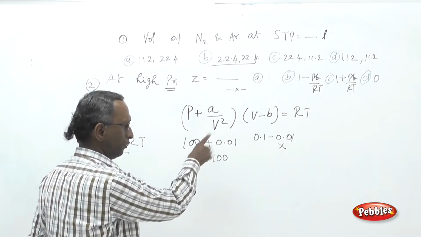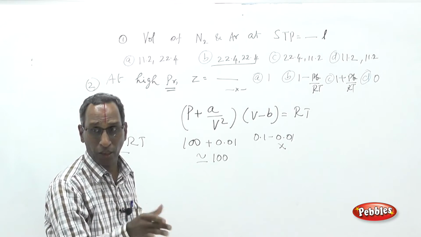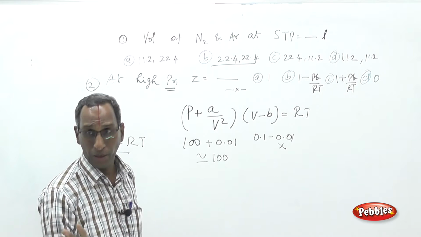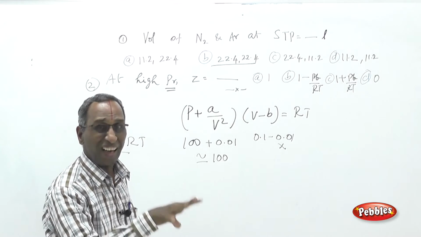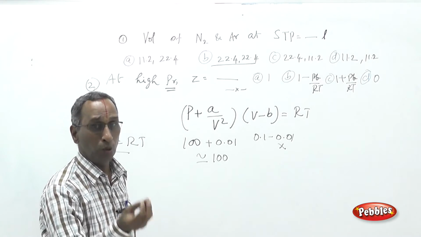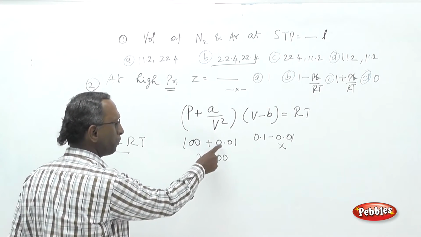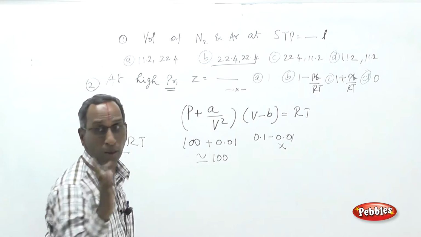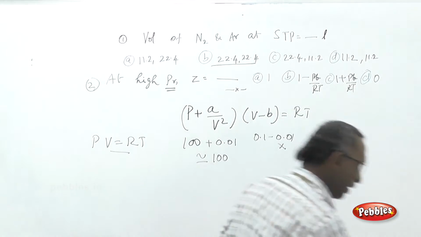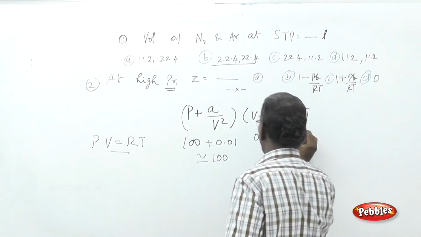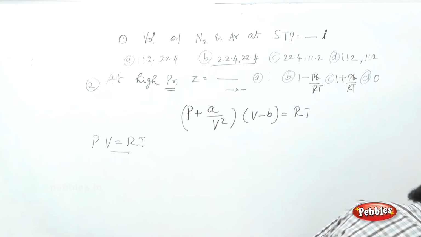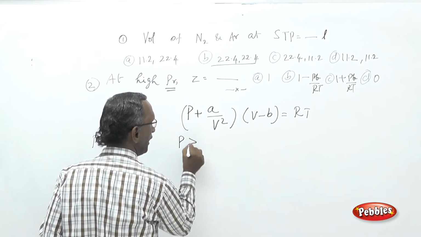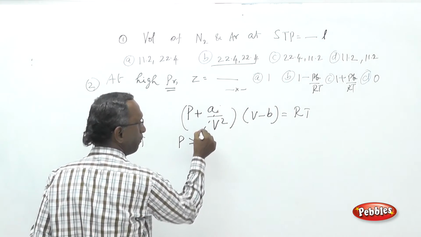Only in addition or subtraction can a term be negligible or not. In multiplication or division you cannot neglect anything. For example, 100 plus 0.01 is almost equal to 100, but 100 into 0.01 is not negligible. But here 0.1 minus 0.01 is not to be treated as negligible. For this case, if pressure is very high, this term can be neglected.